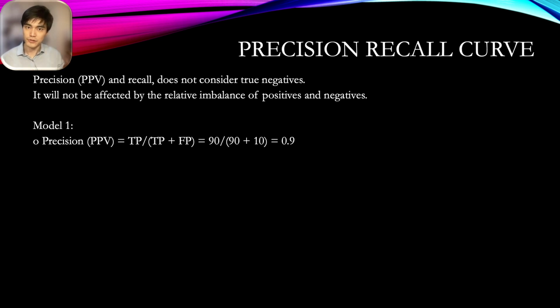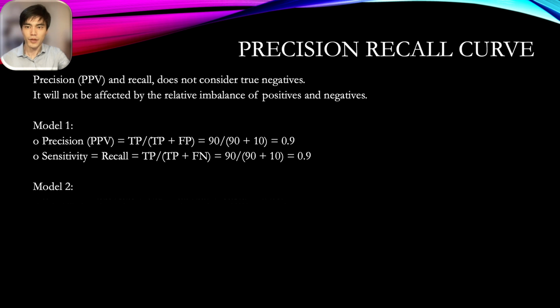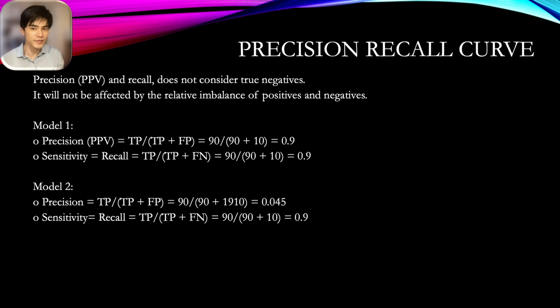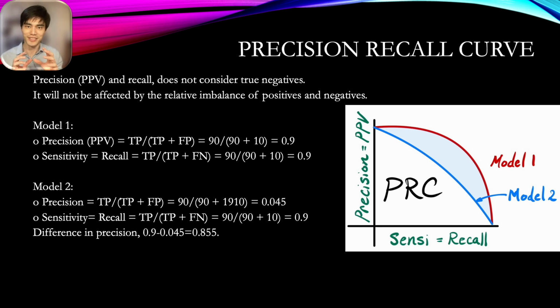Let's do the same example as the previous and recalculate the precision. The precision is true positive over true positive plus false positive. When you do that calculation for Model 1, it's 0.9. Sensitivity is still 0.9. And for Model 2, precision is 0.045 and sensitivity is 0.9. So now you can see a clear difference in precision between Model 1 and Model 2. And that is quite big. You can see that clearly in the graph. So now you can tell clearly that Model 1 is much better than Model 2.